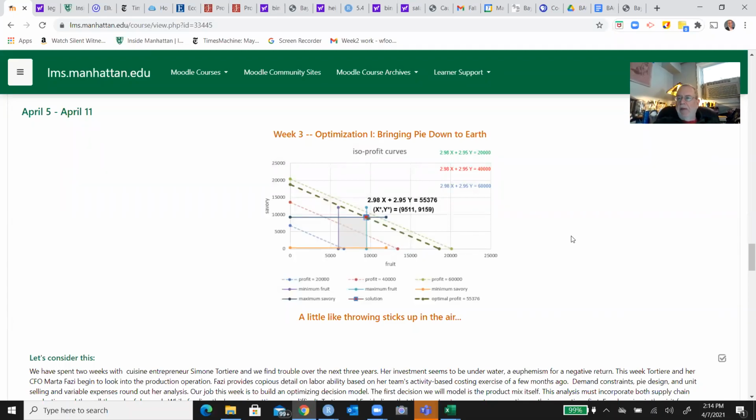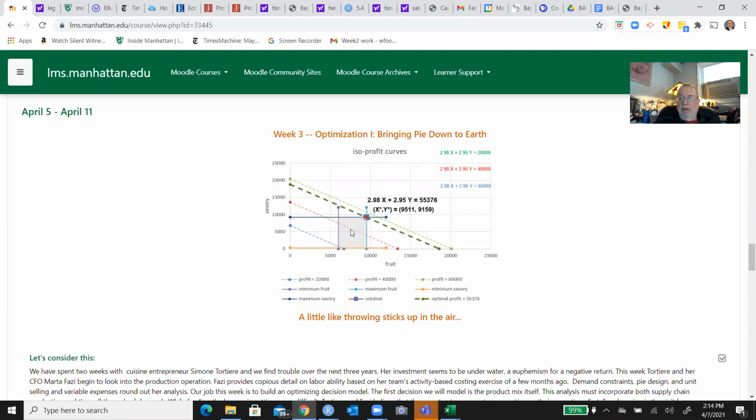Welcome to week 3, optimization 1. And in this one, we're going to try to bring pi down to earth. We just did a strategic plan over the last 2 weeks. Spreadsheet engineering was the focus, a very straightforward computation, but there's a lot of details to it. This week, we are going to look just at product mix.